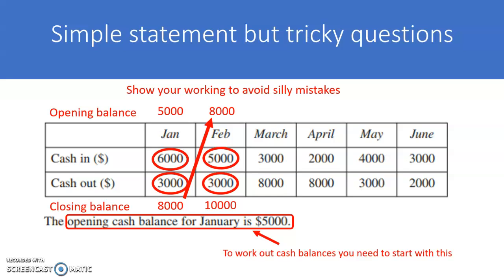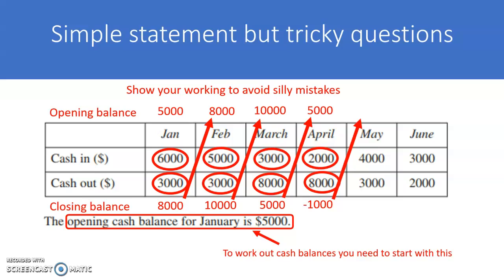That $10,000 becomes our opening balance for March. You get the idea. We keep working through by adding in our cash inflows and deducting our outflows to get the closing balance. The closing balance becomes the opening balance of the next month. And we work all our way through till we get an opening balance for June of 1,000. We add the $3,000 of inflows and then minus the $2,000 of outflows, and it gives us a closing balance for the month of 1,000.